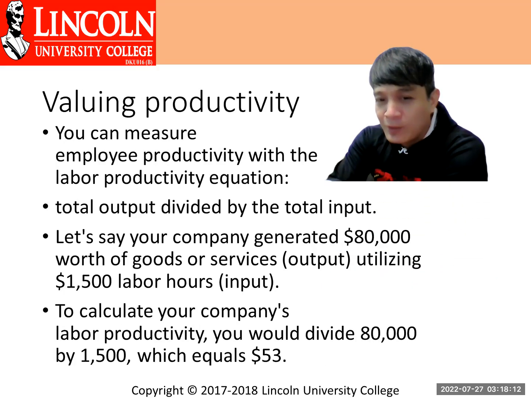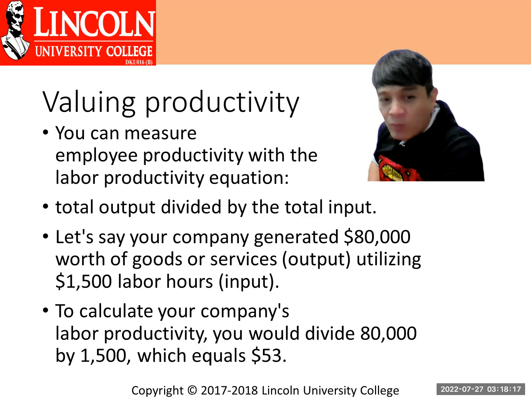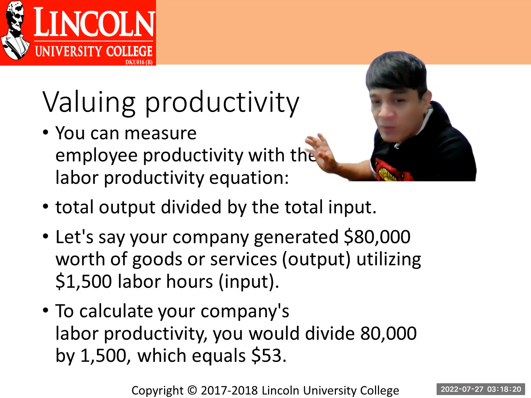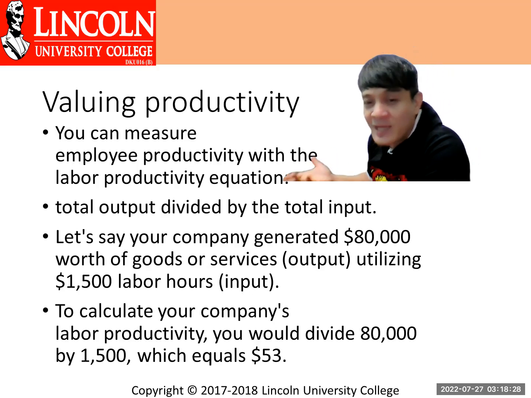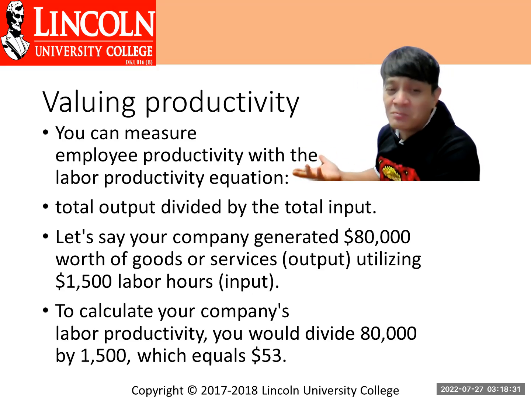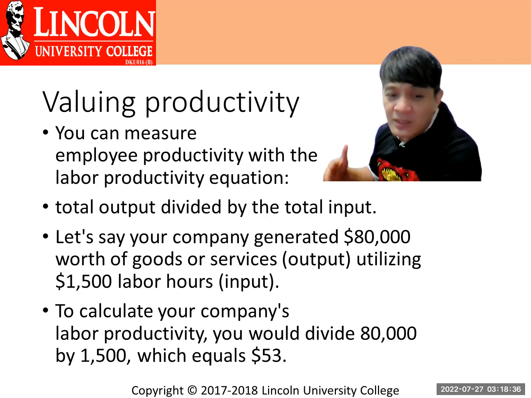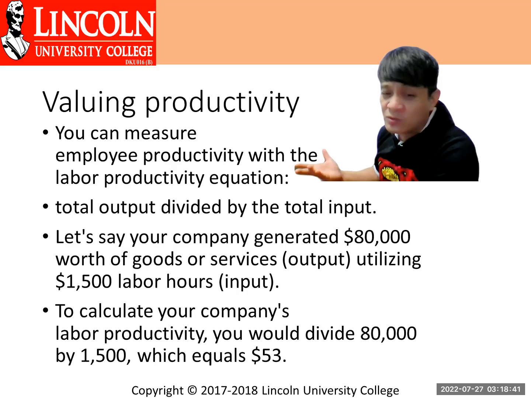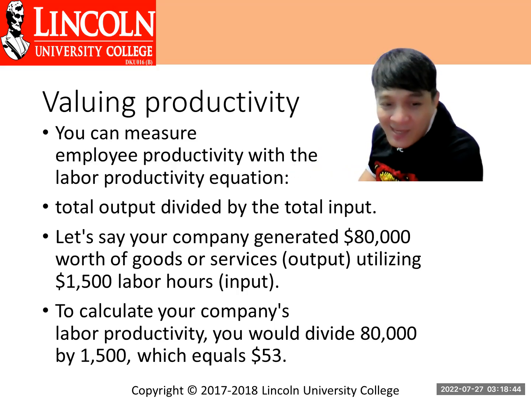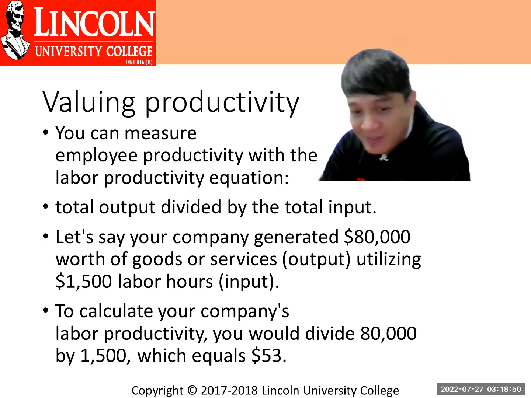And valuing productivity, when you value productivity, you can measure employee productivity with the labor productivity equation. The total output divided by the total input is the labor productivity, employer productivity. Let's say your company generated $80,000 worth of goods and services as an output. Now, utilizing $1,500 on labor hours, which is an input, to calculate that, the labor productivity would divide 80,000 by 1,500 equals $53. That's the labor output, or the productivity. That is the productivity that you have.